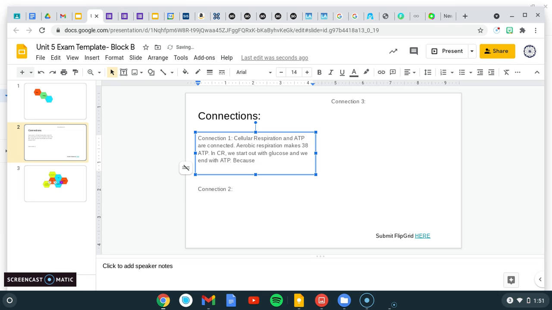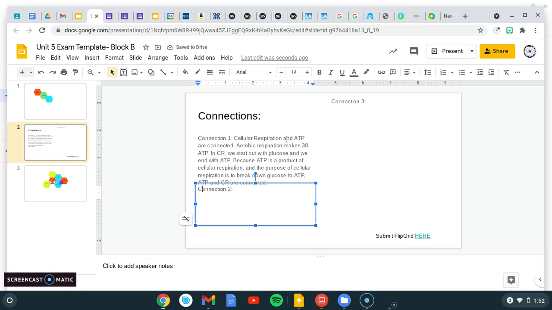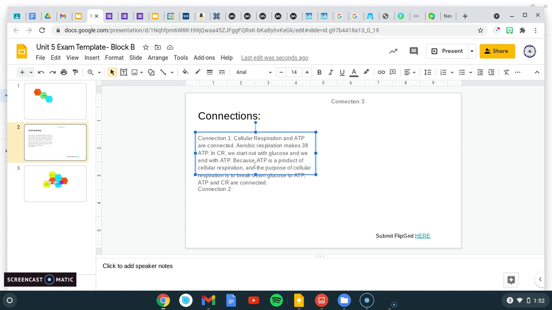So because ATP is a product of cellular respiration and the purpose of cellular respiration is to break down glucose to ATP, ATP and cellular respiration are connected. There we go. So notice I have my claim that they're connected. I gave some pieces of evidence about why I think they're connected. And then I explained how that evidence shows that they are related.